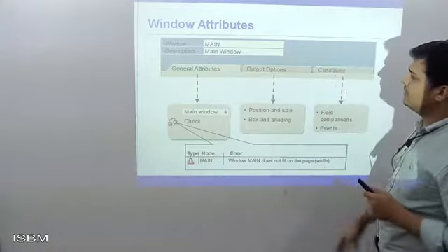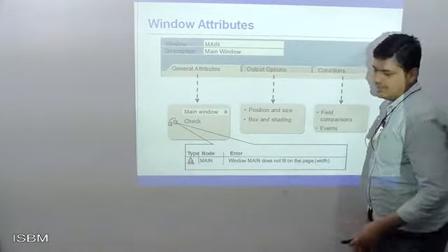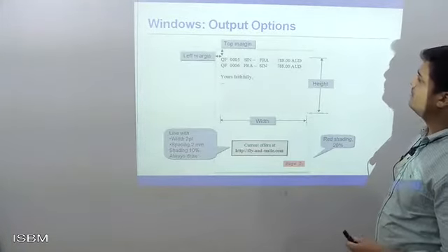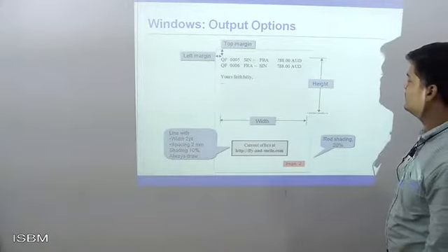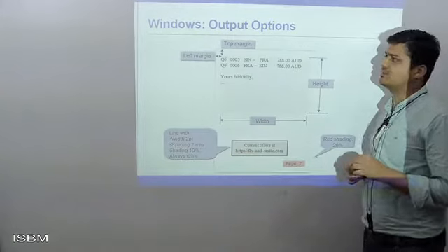So when we change our window size, it will fit on the window, so it will not show this error in the future. Next, the window output option. So we have the output option also. You can see that this is the alignment that the customer is expecting.